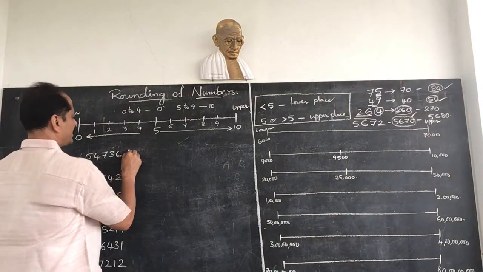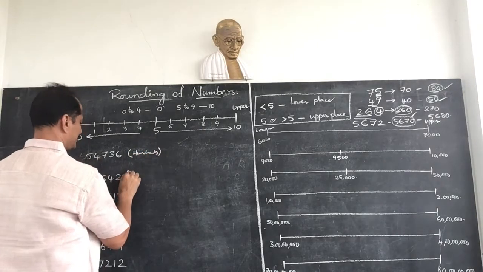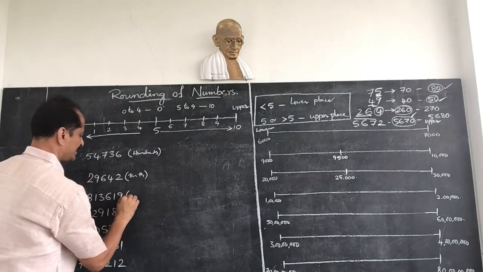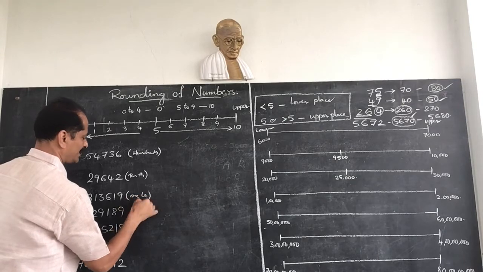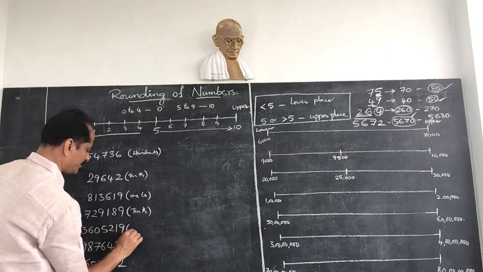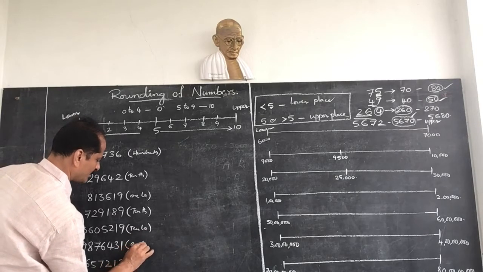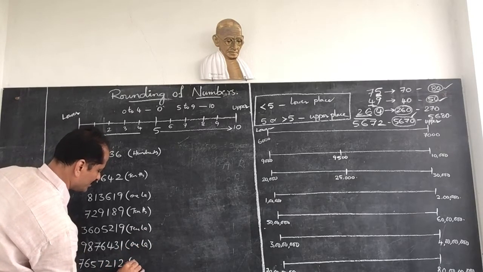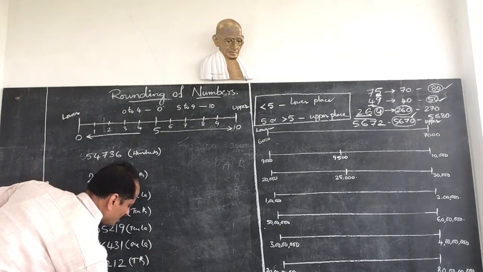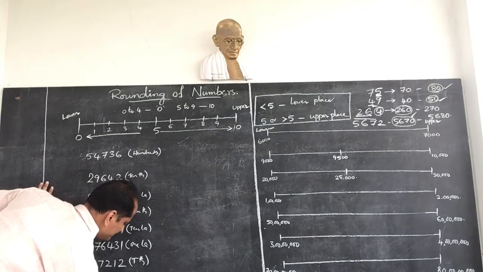So this number should be rounded to hundreds place. This should be 10,000s place. This should be 1 lakh. Round off this number to 10,000, round off this number to 10 lakhs, round off this number to 1 lakh, and round off this to 10,000, and this is 1 crore, and this is 10 crore. Okay, follow carefully.